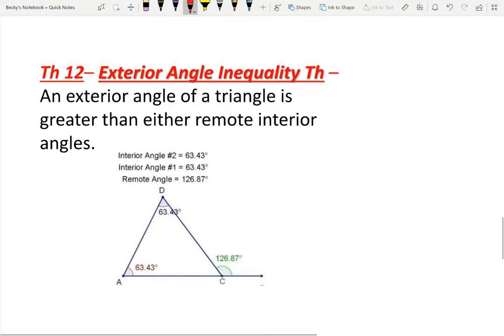All right, so Theorem 12 just says the exterior angle of a triangle. Well, it's the inequality theorem. So I usually don't call it the triangle inequality theorem. I just call it Theorem 12. Technically, either one would be okay, but for Canvas sake, I always just call it Theorem 12. The exterior angle of a triangle is greater than either remote interior angle. And this is pretty basic.